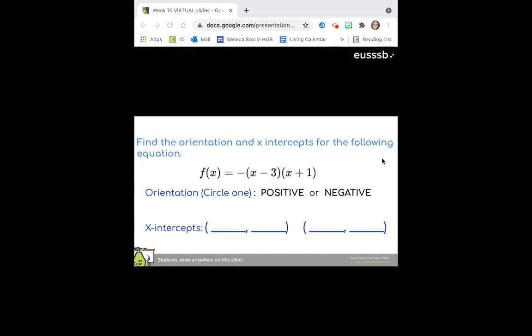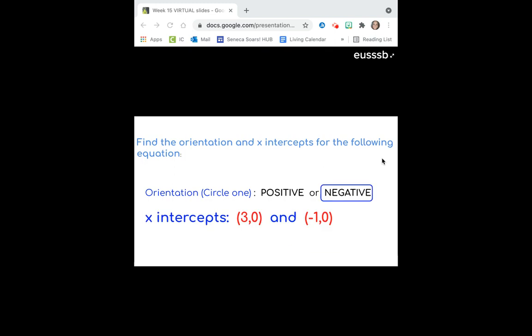All right. Okay, so remember that the orientation comes from the very beginning of the equation, right after the equal sign. So since that's a negative there after the equal sign and before the parentheses, that is going to be a negative orientation. And then the x-intercepts are at +3 and -1.